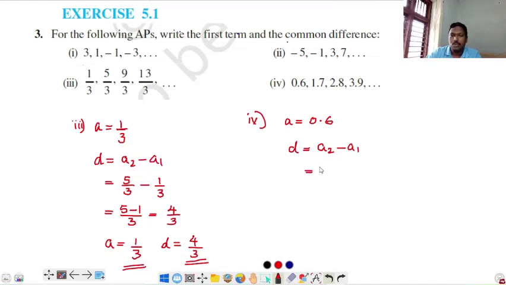That is equal to A2, the second term, which is 1.7, minus 0.6. When you subtract 1.7 minus 0.6, 7 minus 6 is 1, and 1 minus 0 is 1, so it will be 1.1. So the first term of this AP is 0.6, and the common difference of this AP is 1.1.